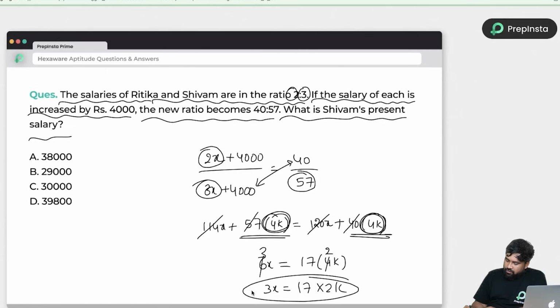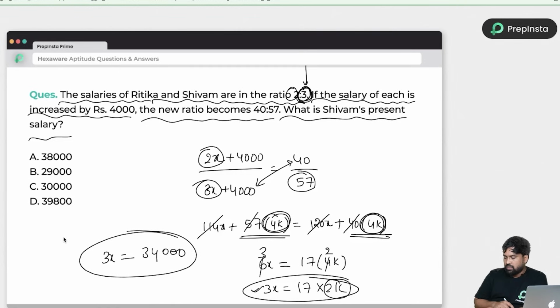Why am I left with 3k? Because the 7th salary is 3k. So 3x is equal to 17 into 2, which is how much? It's very simple, right? 34. K is nothing but 3 zeros. So 34,000 rupees. We got the answer. But we want the present salary. For the present salary, you need to add 4,000 rupees again. So the answer is 38,000 rupees.